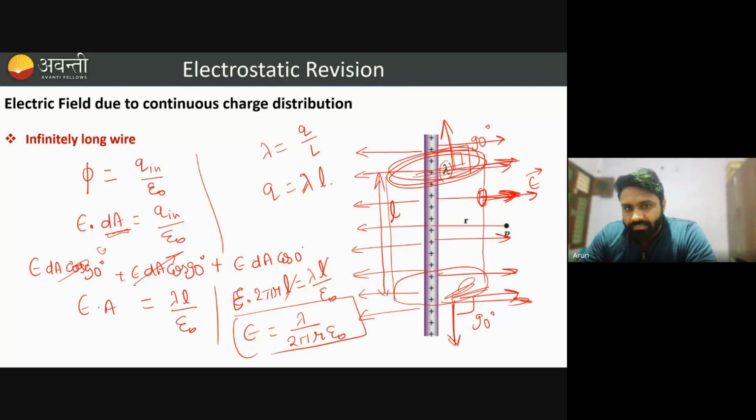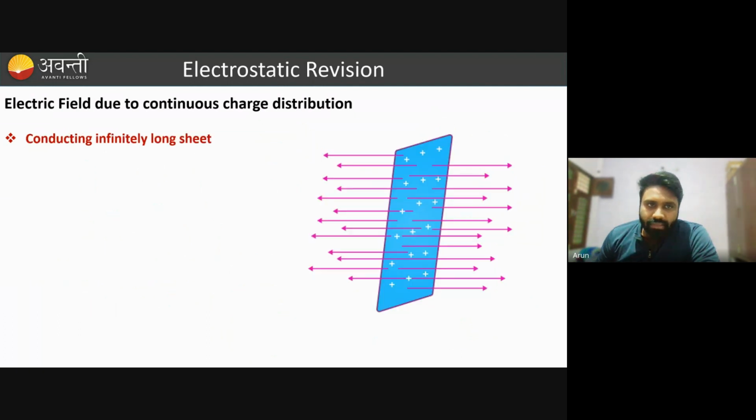Got it? If this is the negative charge, then lambda will be minus. So E will be minus lambda over 2 pi r epsilon. Simple. Got it? Now, the conducting infinitely long sheet.